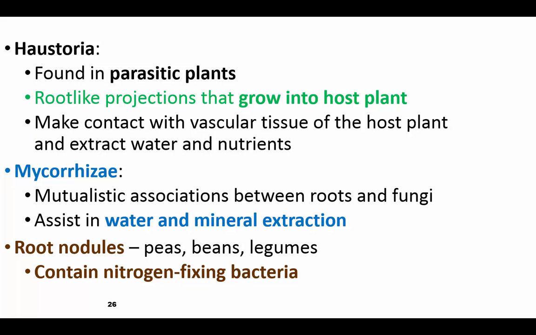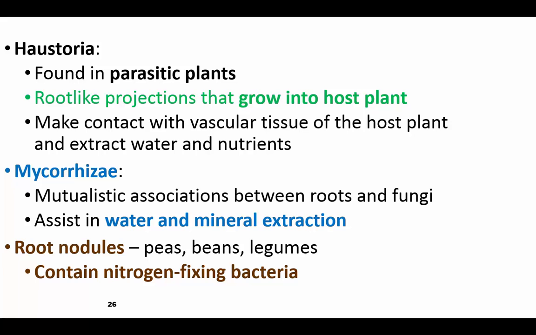Objective 18. Describe the mutualistic, symbiotic relationships that exist between fungi, bacteria, and plants, and explain why these are significant. First, you have haustoria. This is found in your parasitic plants, and these parasitic plants will attach themselves to the host plant, and they have these root-like projections that actually grow into the host plant and contact the vascular tissue of the host plant, and they get their water and nutrients from that host plant vascular tissue.